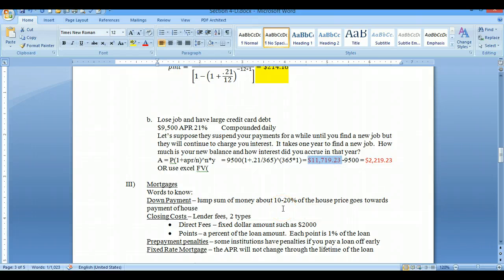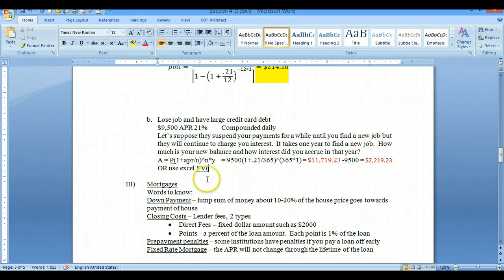Okay, but that's at the end of the 1 year, and that includes your principal. And the question was, how much new interest did you accrue after that year? So if it started out at 9,500, if I subtract that, I have $2,219 at the end of 1 year just by letting that $9,500 sit in this account.